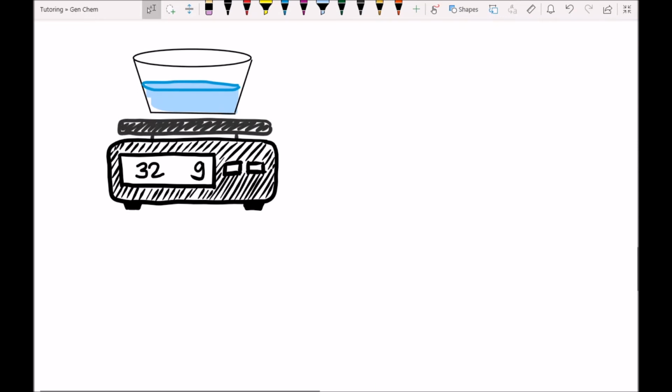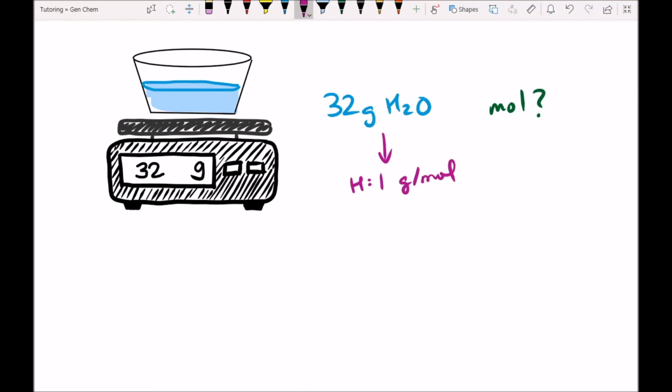Another example, we have a cup on a balance, we zero the balance, and we add water, and it reads 32 grams. So we have 32 grams of H2O. How many moles of H2O is that? Let's get our molar mass of water. So H has a molar mass of 1 gram per mole, and oxygen is 16 grams per mole, and of course there's 2 H's in water, so H2O has a molar mass of 18 grams per mole.